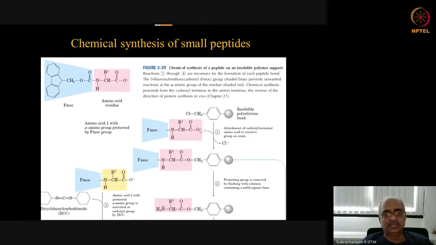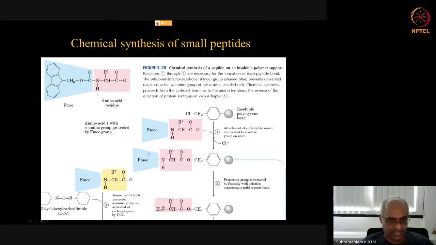Now this carboxyl group is first attached to this matrix, this intermediate molecule, where this chlorine-carbon bond very readily reacts with the carboxyl group to form the first link. So this chlorinated methyl group is the reactive group, and that reacts with the carboxyl group to form this bond. And once this is done, to add the next amino acid, you need to deprotect. You need to take this FMOC out and make this amino group available.